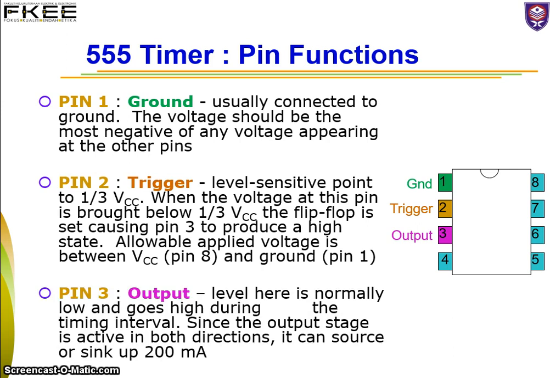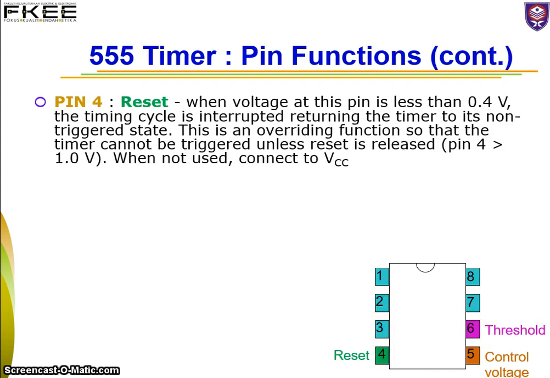Then the output pin, which is pin 3, can be a source or a sink. And then we have pin 4, reset. Usually the reset pin is active low, so if you want the 555 timer to function correctly, it will be connected to the power supply. Only when we want to reset do we connect it to the ground.